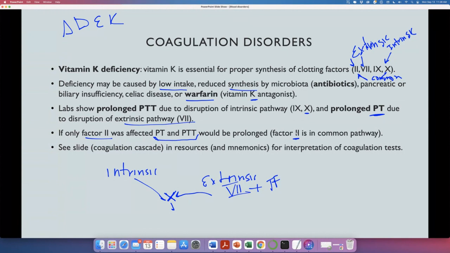There are many slides at the end with some important information for interpreting the coagulation tests. But to go back to the things that we have studied now, when you have prolonged PT and PTT, that is likely to be a vitamin K antagonist like warfarin or vitamin K deficiency.